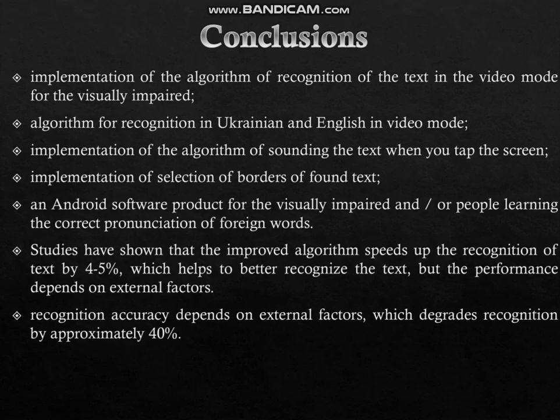In conclusion, we can say that during development of the recognition algorithm, we achieved the following results. Implementation of the algorithm of recognition of the text in the video mode for the visually impaired. Algorithm for recognition in Ukrainian and English in video mode. Implementation of the algorithm of sounding the text when you tap the screen. Implementation of selection of the border of the found text. An Android software product for visually impaired people and people learning to correct the pronunciation of foreign words.